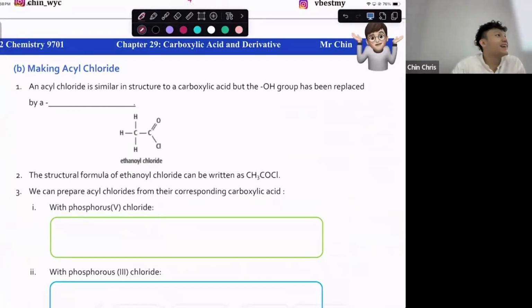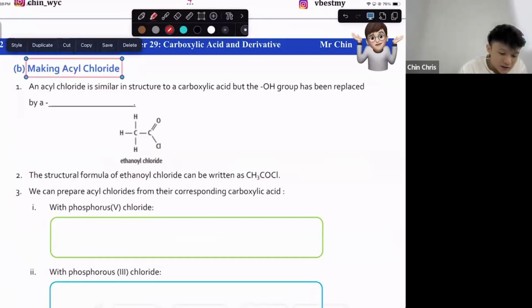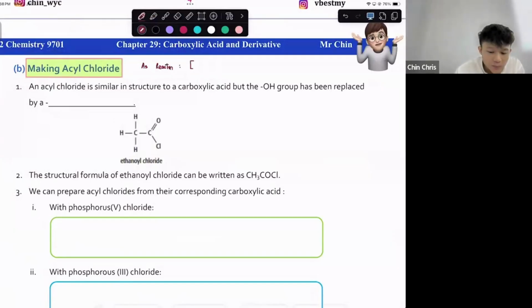Okay, so making acyl chloride. So guys, acyl chloride. How do you make acyl chloride? It's basically your AS reaction, alcohol. The reaction is basically from alcohol to a halogenoalkane. Alright guys, do you remember how you convert alcohol to halogenoalkane? Yes. Please tell me. PCl3 with heat. What else? PCl5. What else? Last one. SOCl2. Well done. Good job.